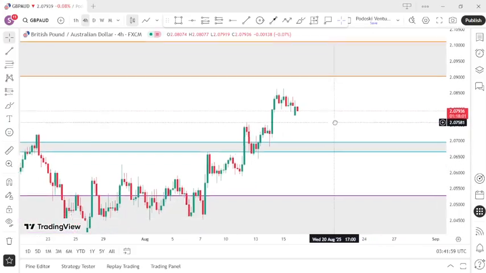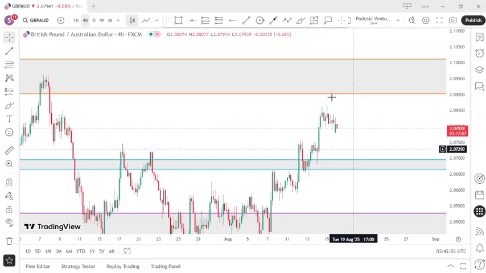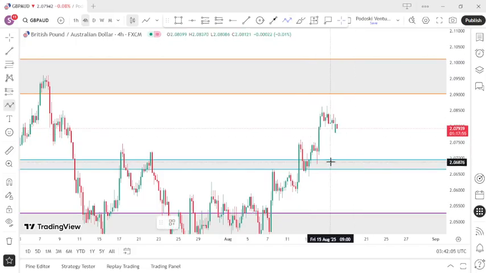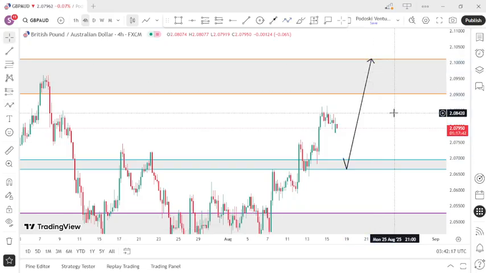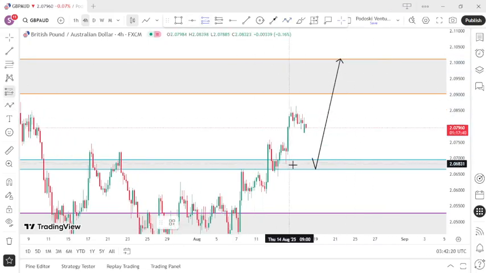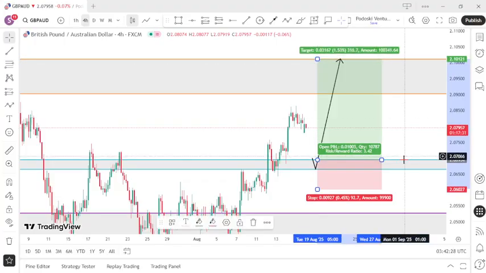Okay, so this is the 4 hour time frame on GBPAUD. We are going to be waiting for price to come back for a retest at this particular zone. When price comes, we get our candle confirmation, then we buy on our candle confirmation all the way to the upside on GBPAUD. So this is the full and complete setup on GBPAUD.